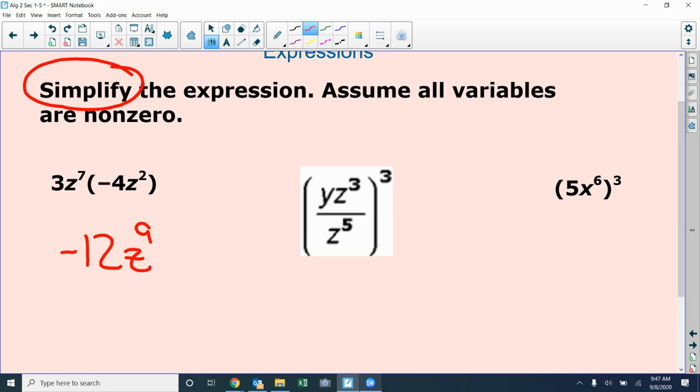Now the next one's a little harder. You got some simplifying, you got to raise to the power, and then you have the same variable on top as you do on the bottom, so we're going to need to simplify those z's. See what you can do there.